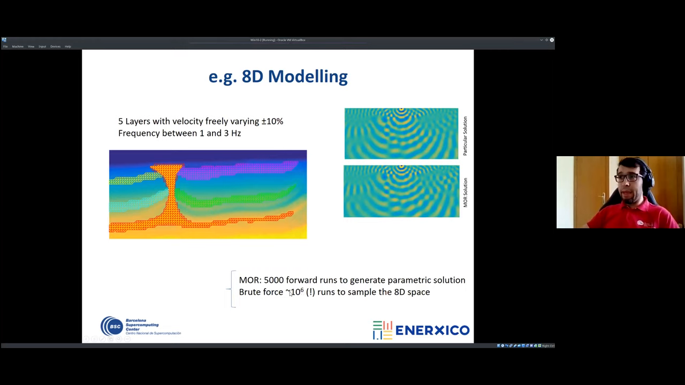If we compare the amount of simulations needed to populate this reduced order model, which is about 5,000, comparing this to sampling with just 10 points in each of the dimensions involved in here, this is already a huge benefit. It's 5,000 against 1 million simulations just for this toy example.